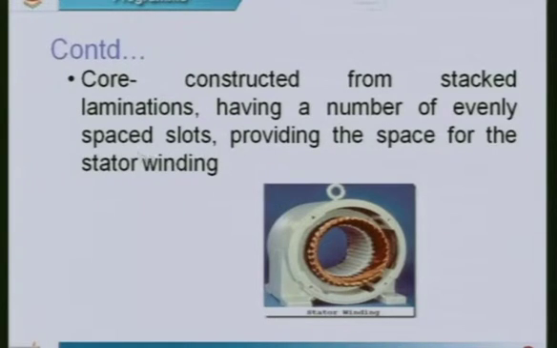Then you can see here, the core, consisting of stacked laminations, has a number of evenly spaced slots providing the space for the stator winding. You can see here this orange color winding, this is the stator winding. This is a laminated core. The outer periphery of the machine is also called a yoke. All machines need a protective part, so this yoke will protect the inner part from the atmosphere. So this is a yoke.